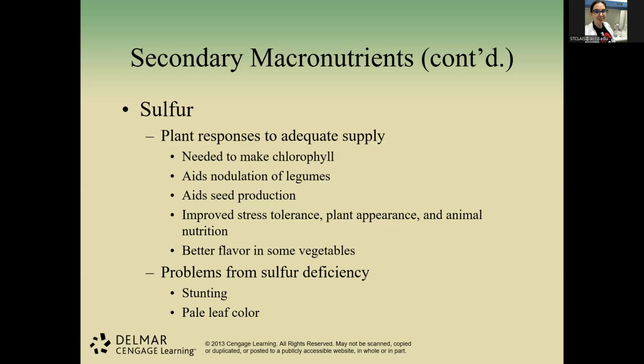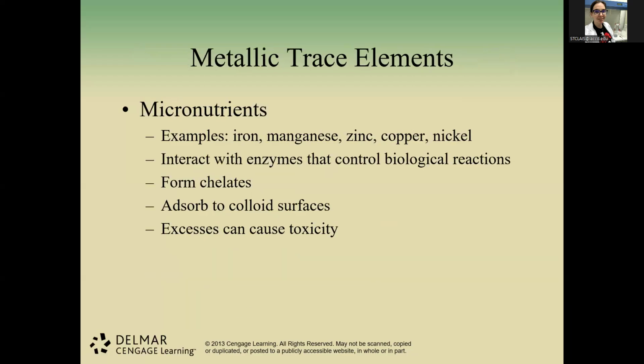If we have sulfur deficiency, again, we're going to see stunting and pale leaf color, especially toward the center of the leaf. Now, I've described iron as a secondary micro or macronutrient. Here, they're giving it as a micronutrient, but it's needed in a larger amount by plants. We have, for the micronutrients, manganese, zinc, copper, and nickel. And these trace elements interact with enzymes that control biological reactions.